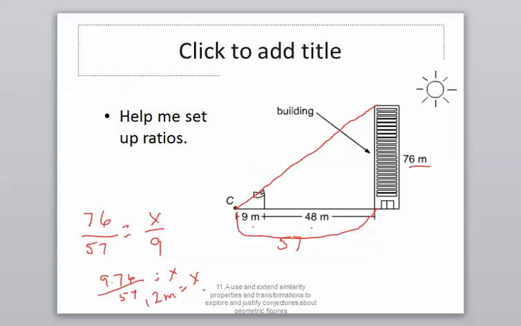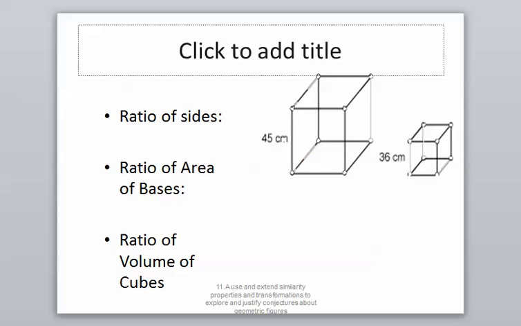Okay, well, we're making progress here. So let's look at the ratios of volumes again. Okay, in this particular one, they want to know the ratio of the sides. I'm looking at this and I see 45 and I see 36, so my ratio is going to be 45 over 36. Now wait a second, those are both divisible by 9, aren't they? So what are we going to get? We're going to get 5 over 4. There's my side, there's my scale factor. That's the ratio of the sides, 5 over 4.